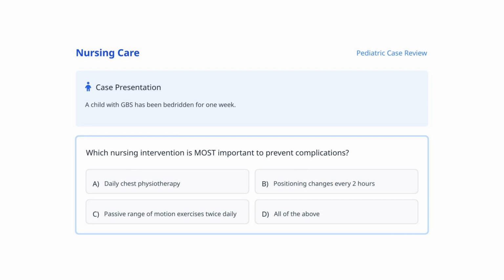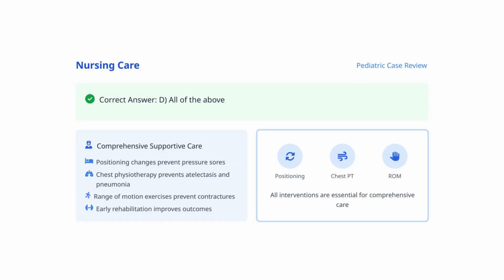A child with Guillain-Barré syndrome has been bedridden for 1 week. Which nursing intervention is most important to prevent complications? Is it A, daily chest physiotherapy, B, positioning changes every 2 hours, C, passive range of motion exercises twice daily, or D, all of the above? The correct answer is D, all of the above.